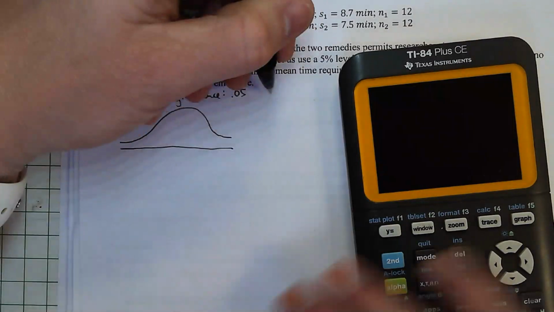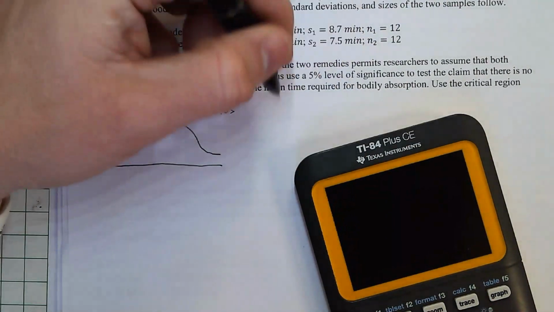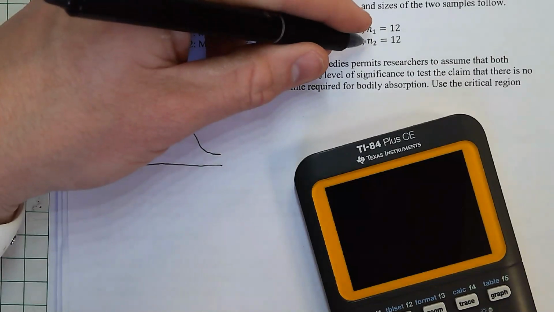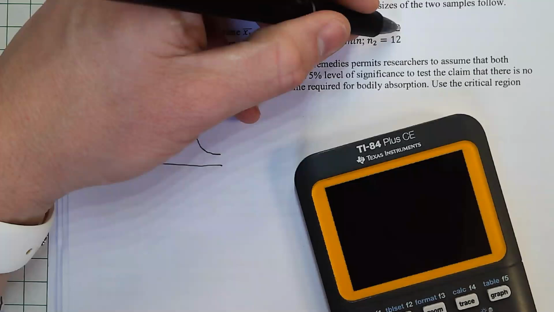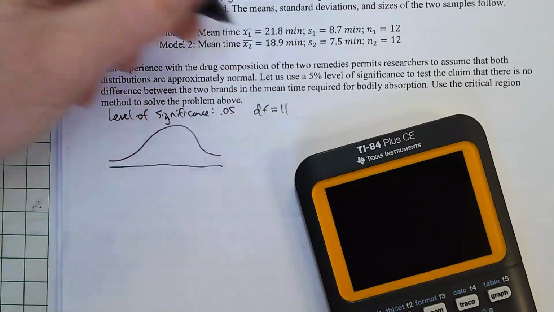Now, for the T, for the degrees of freedom, we're going to use the smallest n-1, which is not completely accurate, but it's accurate for doing it by hand. So the smallest n-1, 12 minus 1 is 11, 12 minus 1 is 11. So we're going to have a degrees of freedom of 11.